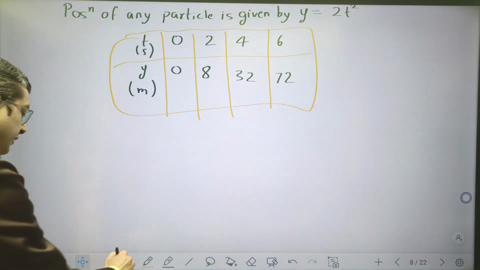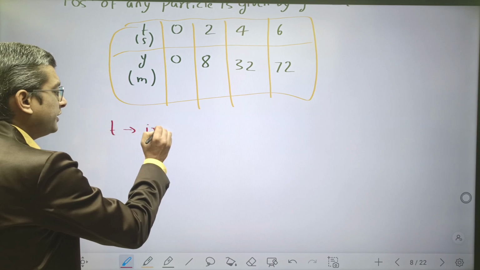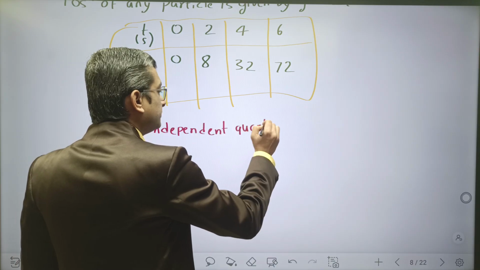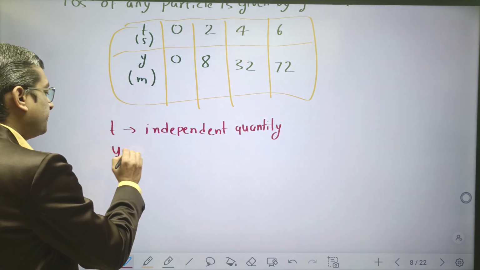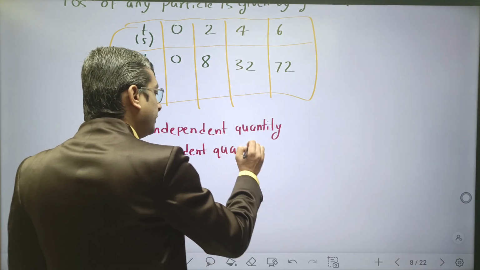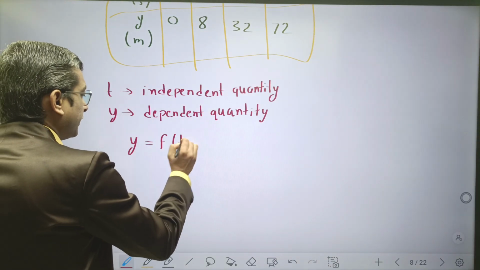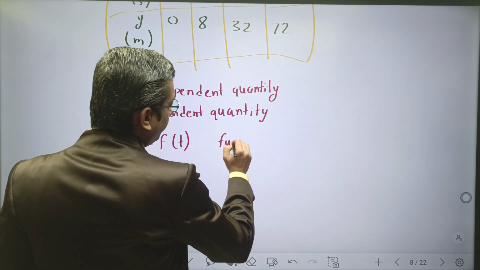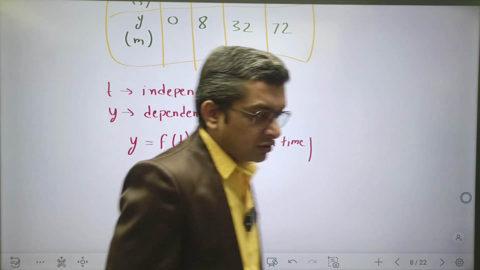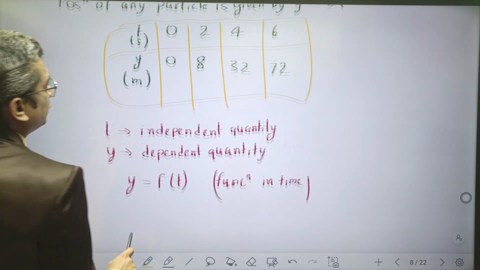So here are the technical terms which you must understand. Here t is known as the independent quantity. Y depends on t, that's why y is known as the dependent quantity. Or in terms of mathematics we write y is equal to f(t), read as function in t, function in time. What is position? Function in time. So here y depends on t. These are the terminologies which we use.